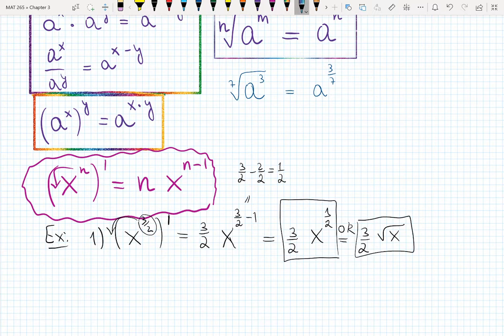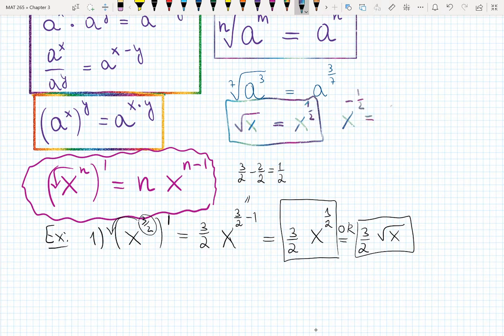But let me add this formula just in case. The square root of x can be written as x to the 1/2. You know that. Also, x to the negative 1/2, what is that? 1 over the square root of x. How come it became 1 over? Because of the negative exponent. A negative exponent tells me that I should go to the denominator. And 1/2 tells me that it should be a square root.